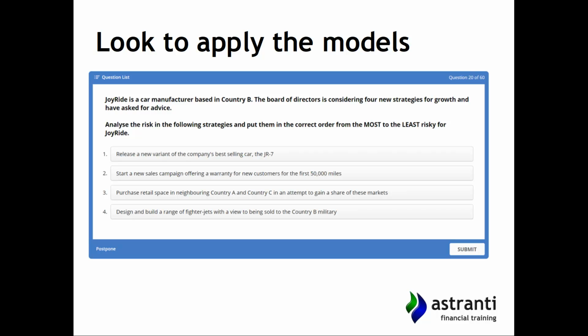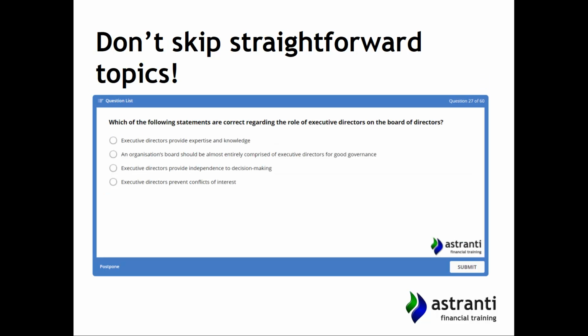So moving on to my second top tip for passing your P3 exams, and that is not to skip the straightforward topics. So even though P3 is the most difficult exam of the performance pillar of the CIMA syllabus, there are still relatively straightforward pieces of content involved.